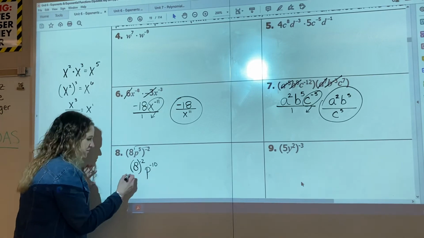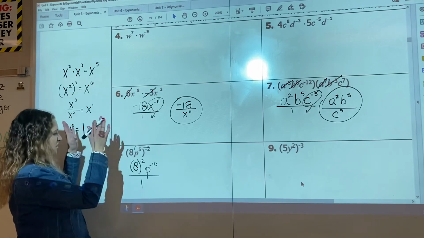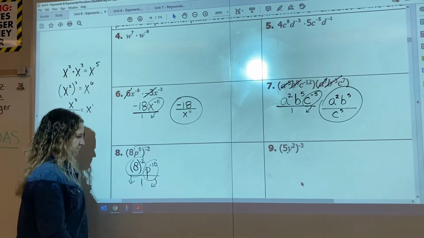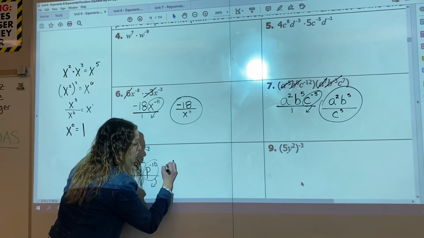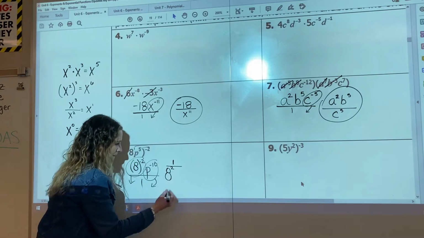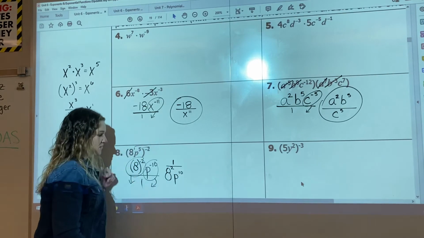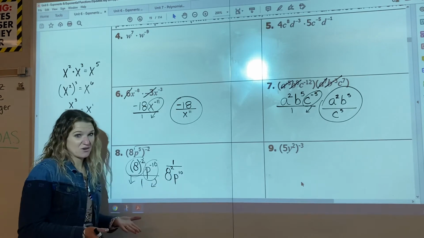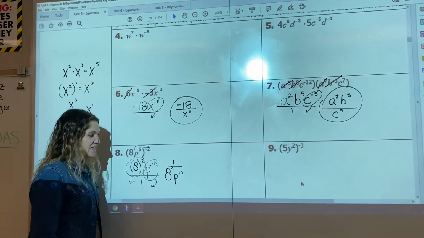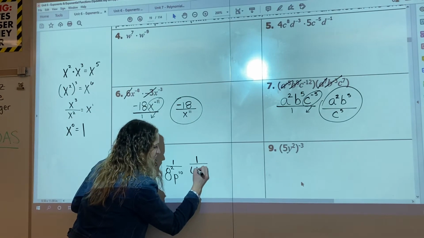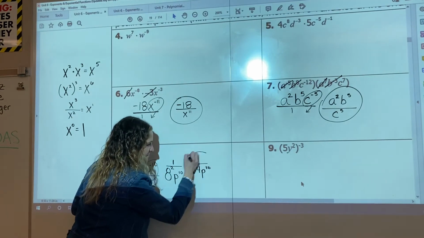Well, the first thing we do is we move it. We move it all. This guy's going down, and this guy is too. So now we're going to have 1 over, I'm going to write this a little bit smaller, 8 squared, p to the positive 10th. See how my exponent became positive on the bottom? I'm still not done though, because I do want to simplify 8 squared, and I know 8 times 8 is 64. So I'll have 1 over 64 p to the 10th.